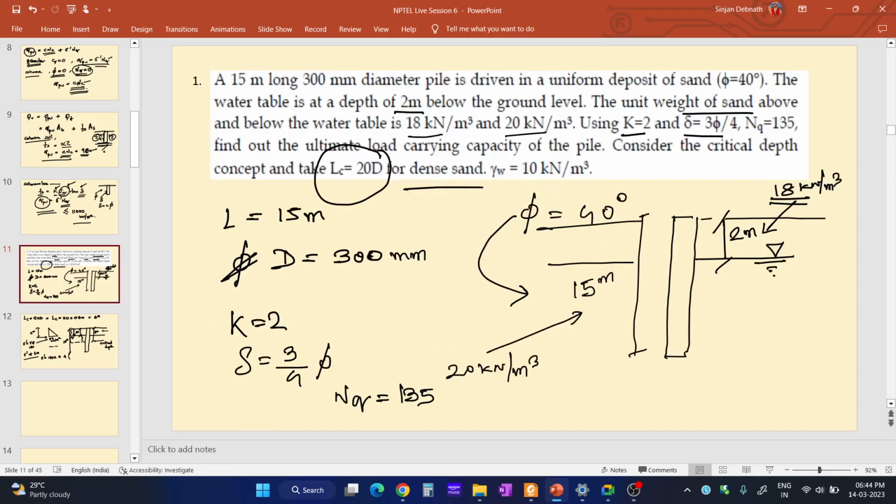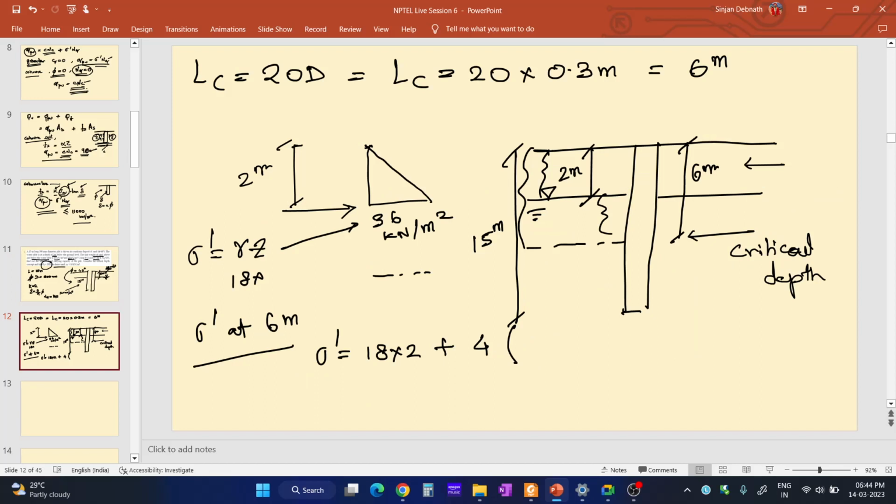So what is the saturated unit weight? See, the unit weight of sand below the water table is 20 kilonewton per meter cube. Above the water table it is 18, and below the water table it is 20 kilonewton per meter cube. So we can write it like this: 20 minus 10, it is the submerged unit weight. If we solve this, we will get the overburden pressure at 6 meter depth. It will be 76 kilonewton per meter square.